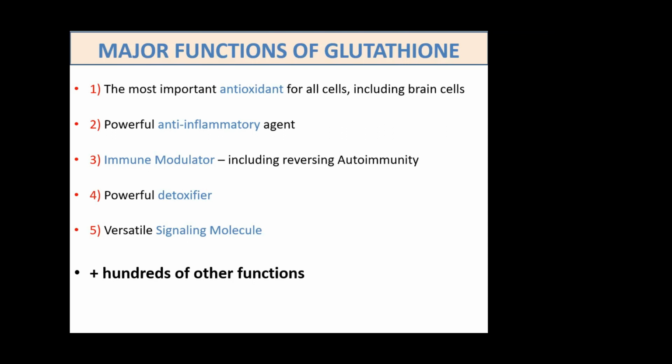It is a very powerful detoxifier. In fact, it is the most important detoxifier for the body. And it's a versatile signaling molecule, which is probably something you may not have heard before. The body works through a lot of signals, and one of the most important signaling molecules that give signals to the cells to work is glutathione. On top of this, there are hundreds of other functions. And all 5 major functions are relevant to autism. I'm jumping the gun a bit because the focus was on autistic children.